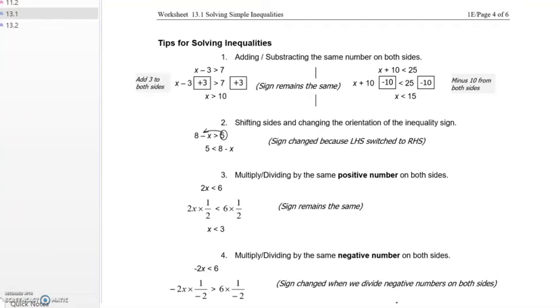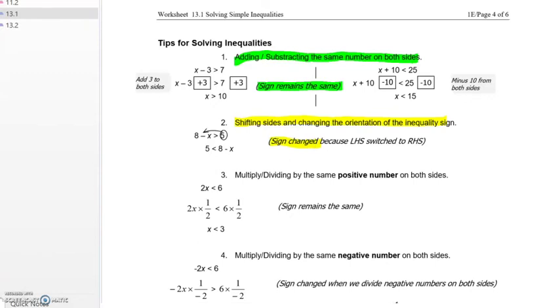Okay, so here are some tips for solving inequalities. Let's look at the first one. Okay, when we add or subtract the same number of both sides, here in this case, the sign remains the same. Okay, if we were to shift sides and change the orientation of the inequality sign, again, I'm going to use a different highlighter. Here the sign changed, because essentially we are switching the left hand side to the right hand side.